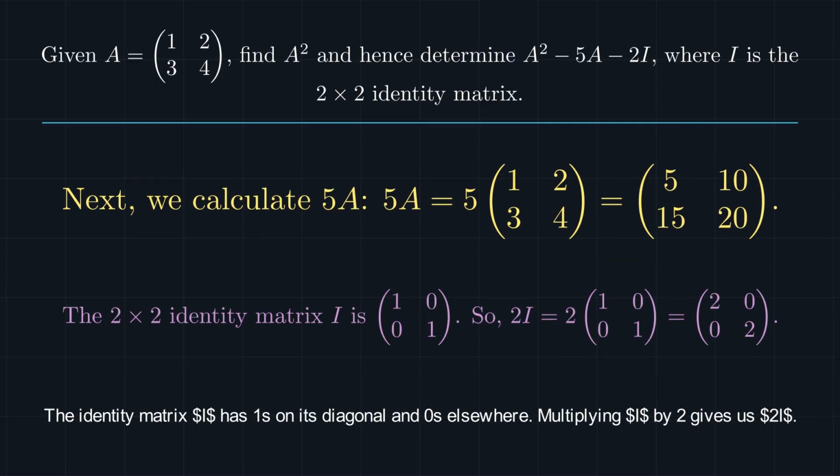The identity matrix I has 1s on its diagonal and 0s elsewhere. Multiplying I by 2 gives us 2I.